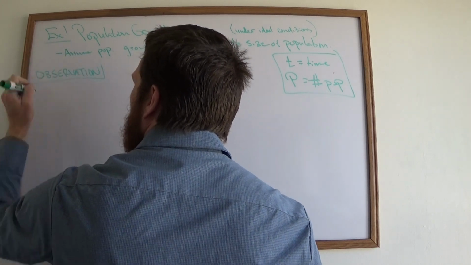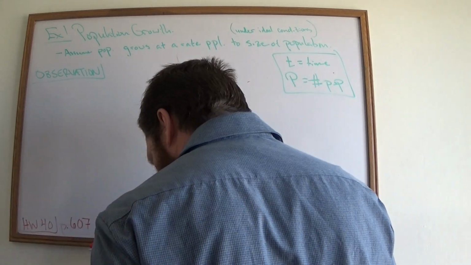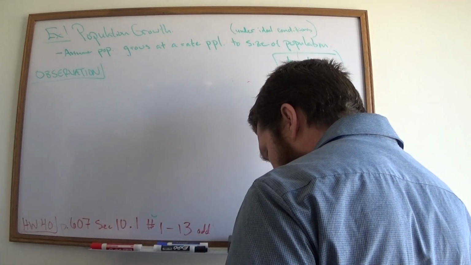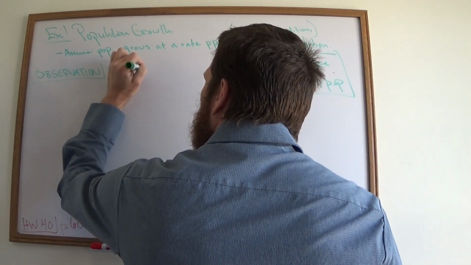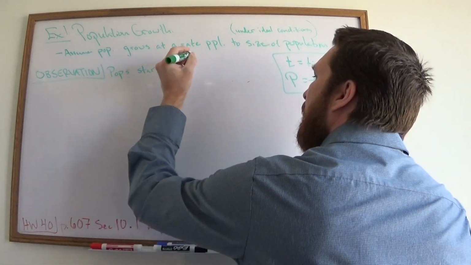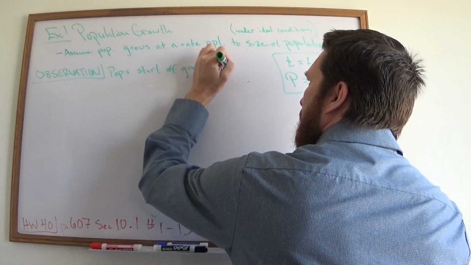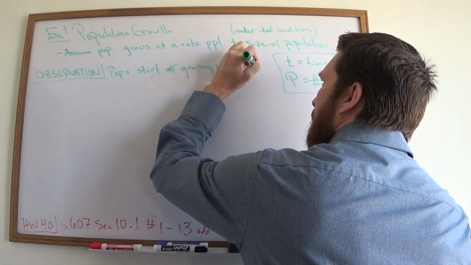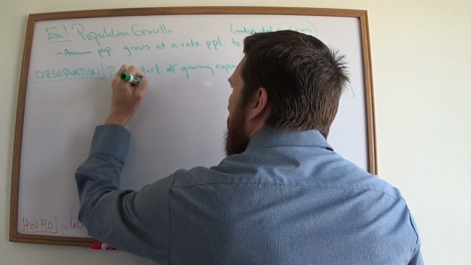We're going to look at our petri dish, or we're going to look at our wolves out in the wild, or we're going to look at the people in a town, and we're going to say, you know what? Populations start off growing exponentially when they're small.